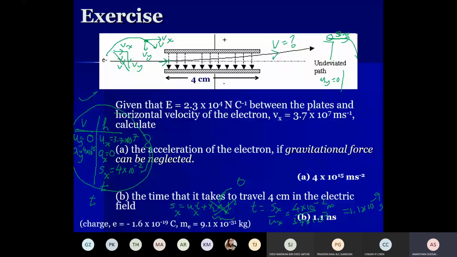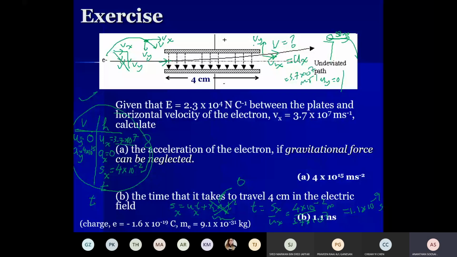How do you find the V here? When you leave the plate, you need to find how much Vx it has and how much Vy it possesses. If you know the Vy and Vx, you can find the V. Do you know the value of Vx? Go back to this projectile knowledge. Vx is always the same as Ux, right? How much? 3.7 times 10 power 7. So Vx is no problem. It's 3.7 times 10 power 7 meter per second.